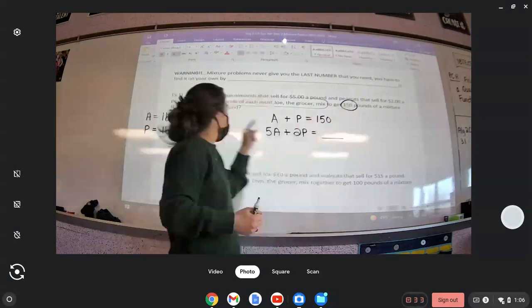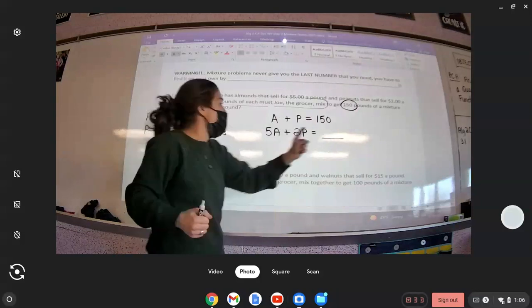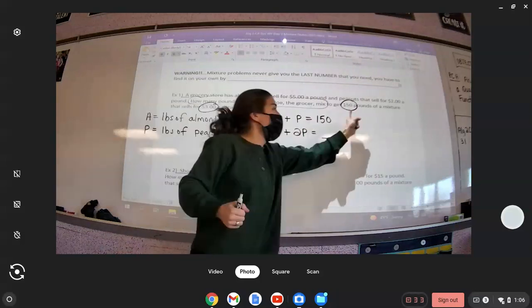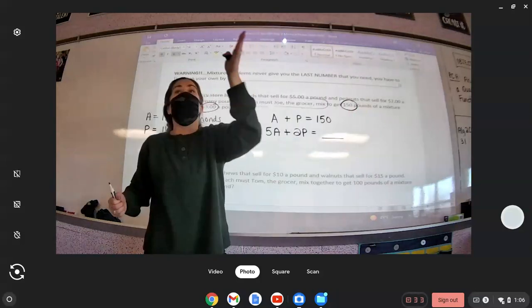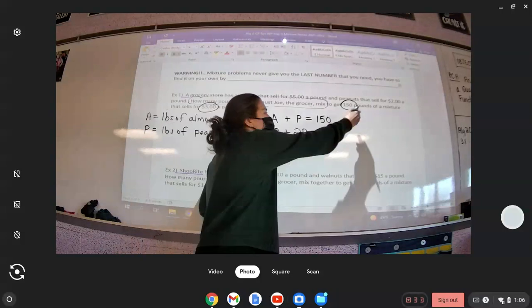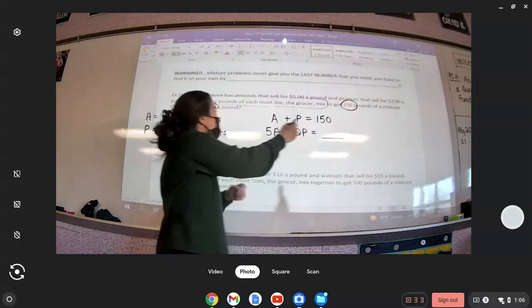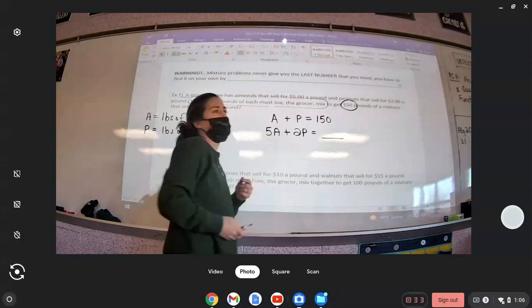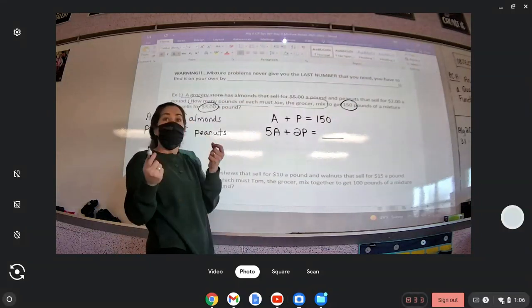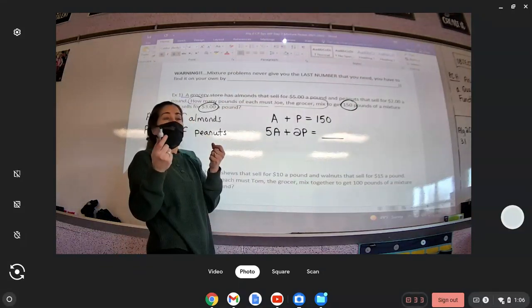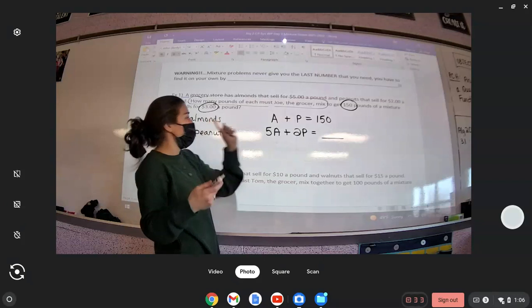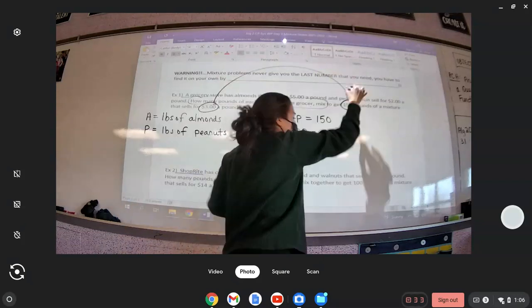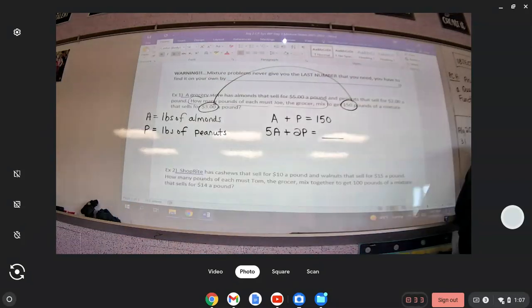So that's $3 for the first pound, $3 for the second pound, $3 for the third pound, $3 all the way up to the 150th pound. So if there's 150 pounds of mixture and they're worth $3 a pound, what's the total amount of money that mixture is going to be worth? What do you do? Multiply. $3 times 150. What's $3 times 150?